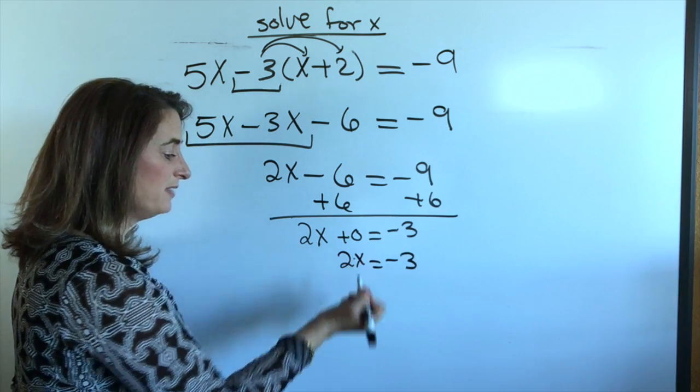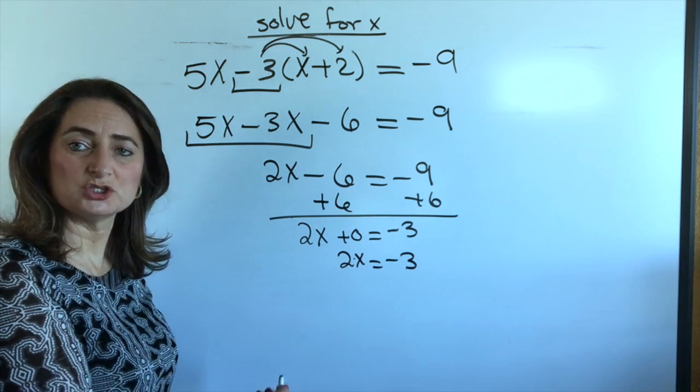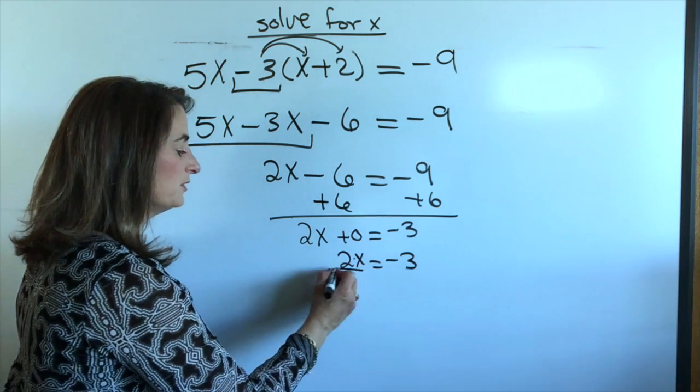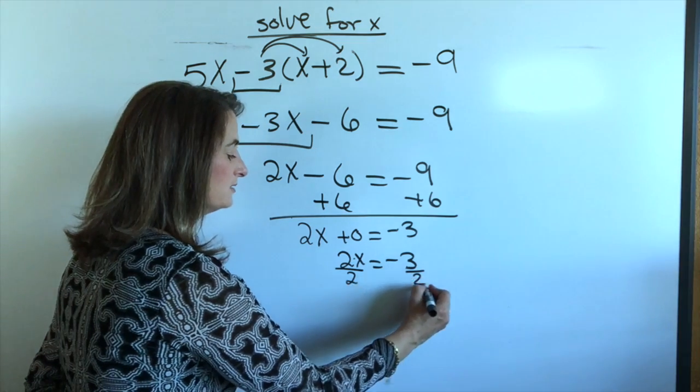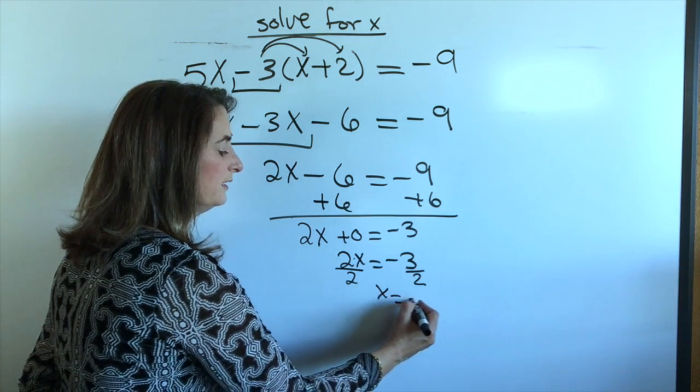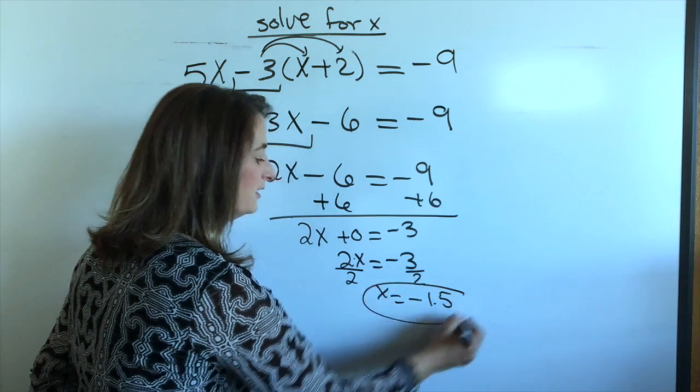2x means 2 times x. Put a dot. That means you're multiplying 2 times x. And the inverse operation is dividing by 2 on both sides. So x equals -1.5. That's the solution.